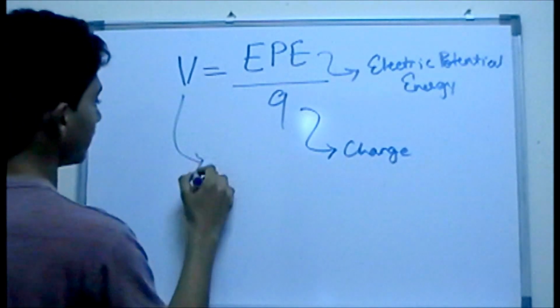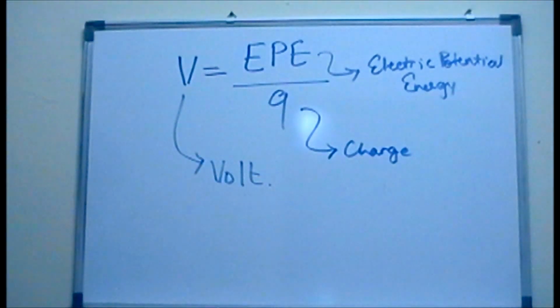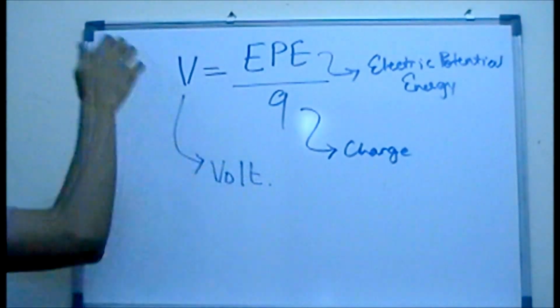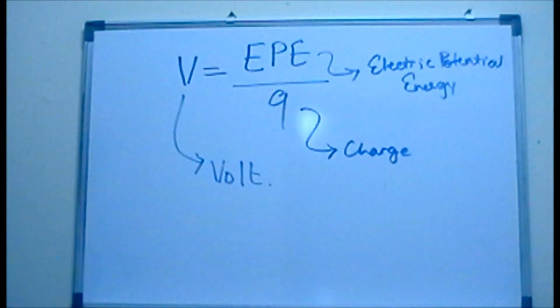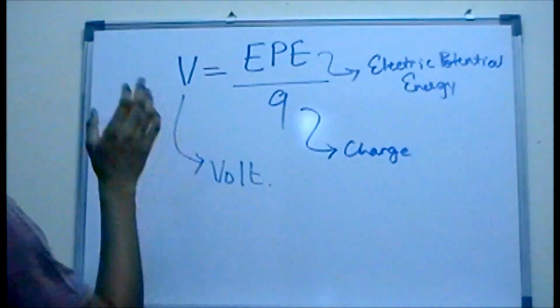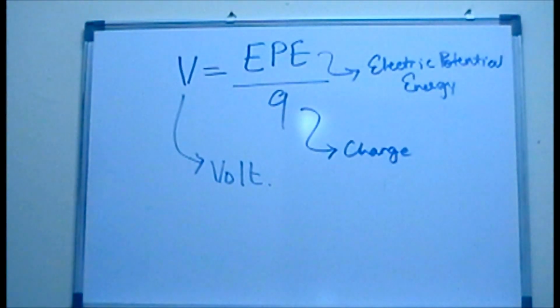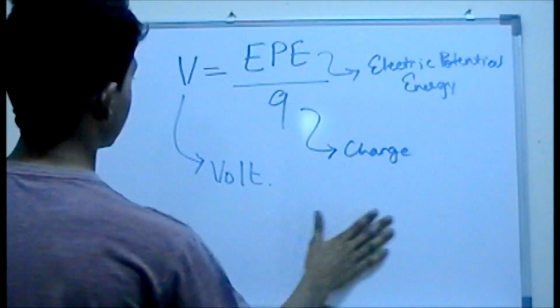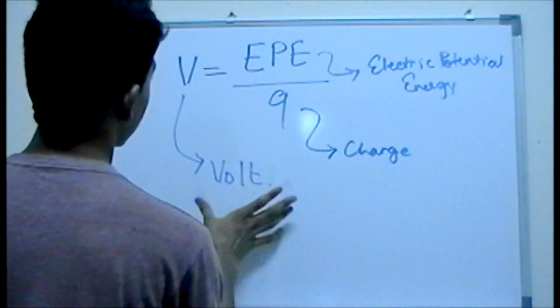Now this V is basically volts. The nice thing about electric potential is that you can also call it voltage, and it determines a definite value whether a charge is located at a position in the electric field or not. So use this equation to find the voltage of something. This is what the equation is made for.